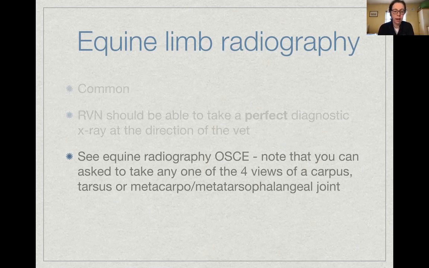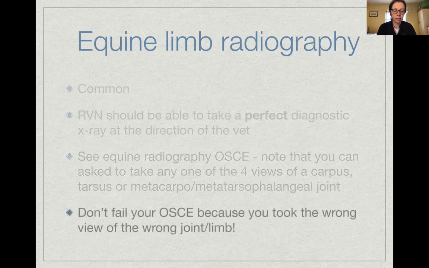So that's a dorsopalmar or dorsoplantar view, a lateromedial view, and then either of the 2 obliques, a dorsolateral palmaromedial oblique or a dorsomedial palmarolateral oblique. So again, if that sounds grand, no problem, but if that's a little bit vague, go back and revise it. Please don't fail your OSCE because you took the wrong view of the wrong joint or the wrong limb. That's quite frustrating for all concerned. So do go back and revise your anatomy if that seems a little bit confusing.